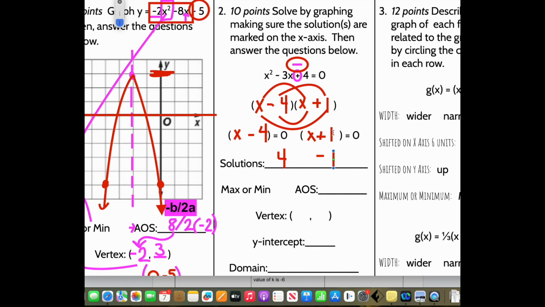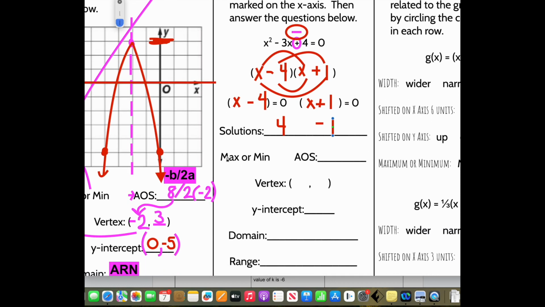Again, to graph this, we can look right away and notice that it's going to be a minimum because the coefficient a is positive, so that will be a minimum. The axis of symmetry is equal to negative b over 2a, so negative b in this case would be negative negative 3, or a positive 3, over 2 times a.